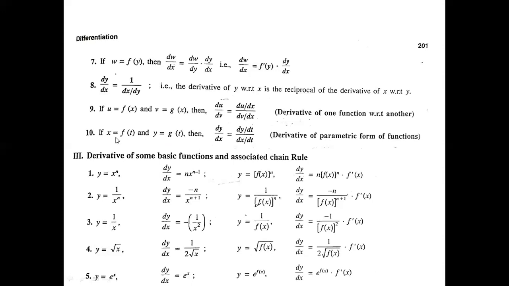Suppose x is equal to f of t. First, we have to find dx by dt with respect to differentiation. For y is equal to g of t, we have to find dy by dt. After finding dy by dt and dx by dt, we can find dy by dx. This is the derivative of the parametric form of functions.